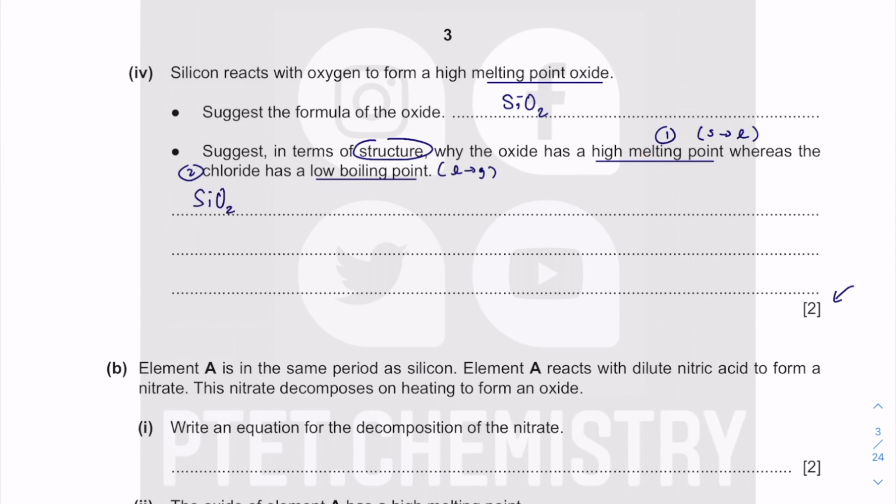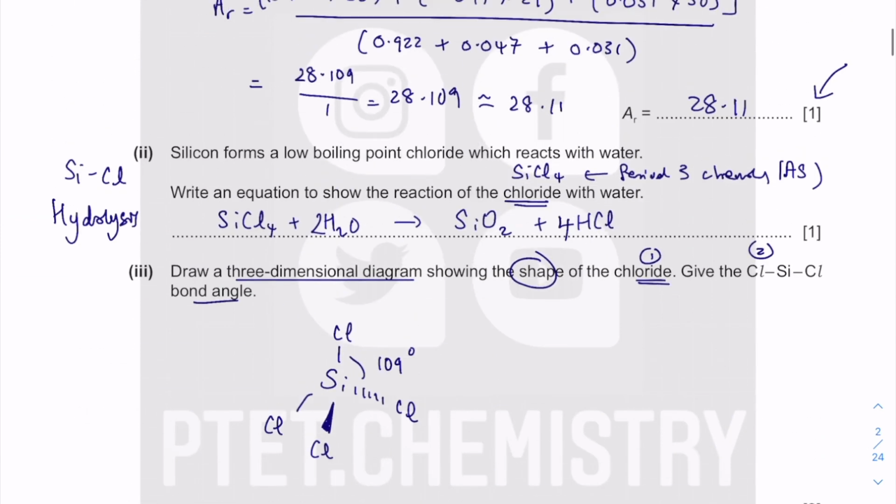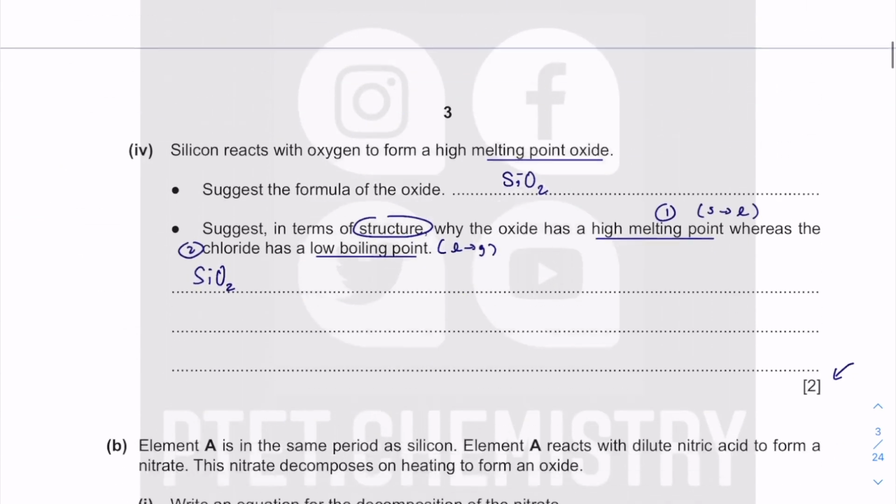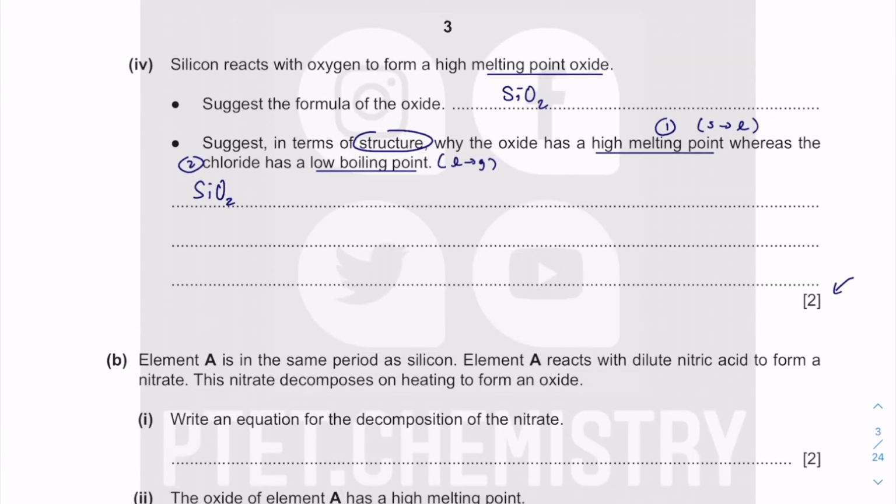I talked earlier about silicon tetrachloride having a simple molecular structure. When we broke the 4 covalent bonds to hydrolyze it, we formed many strong covalent bonds between the silicon and oxygen in this giant molecular structure of SiO2. Okay, so SiO2 has a giant molecular structure, whereas SiCl4 has a simple molecular structure.